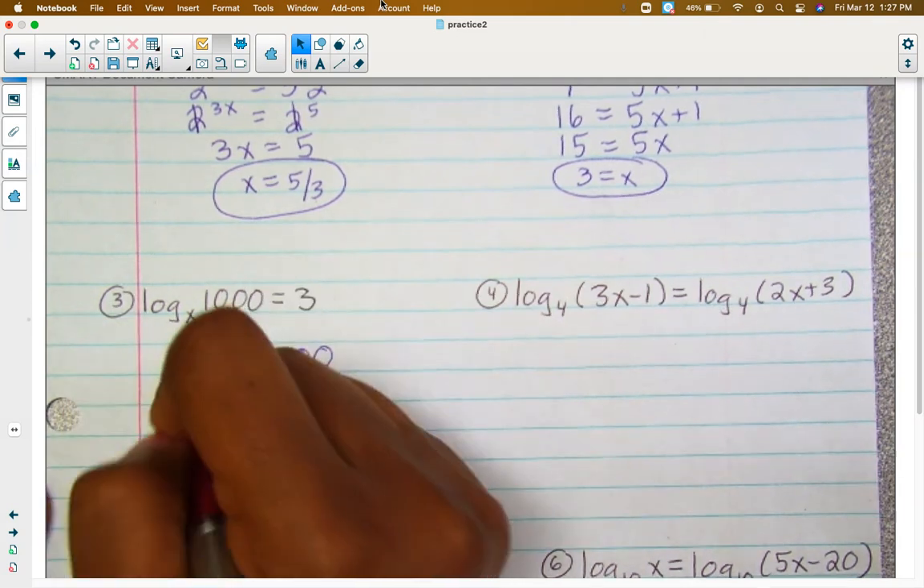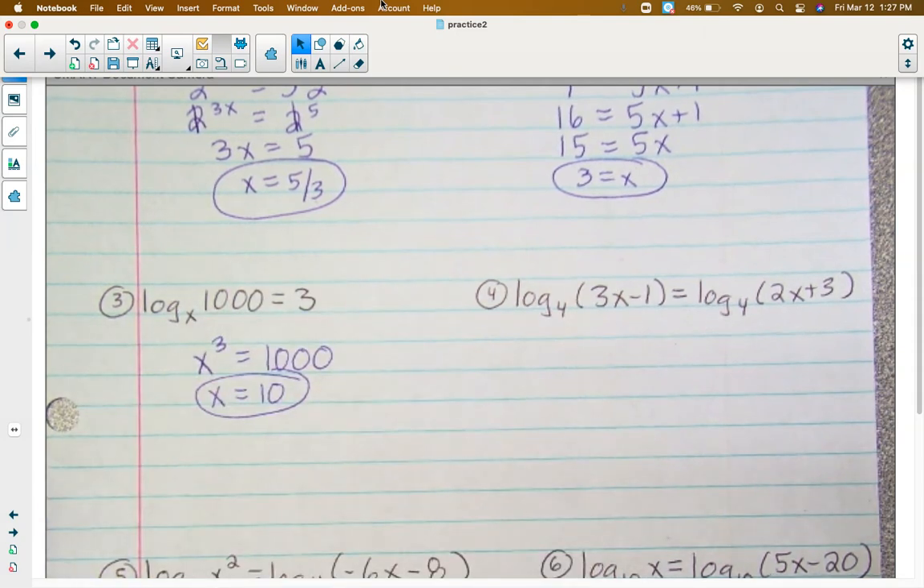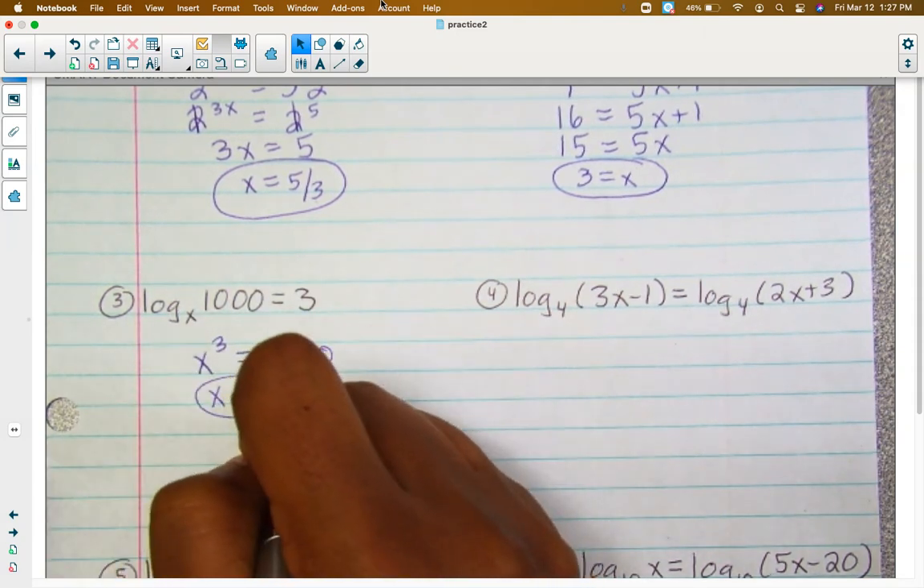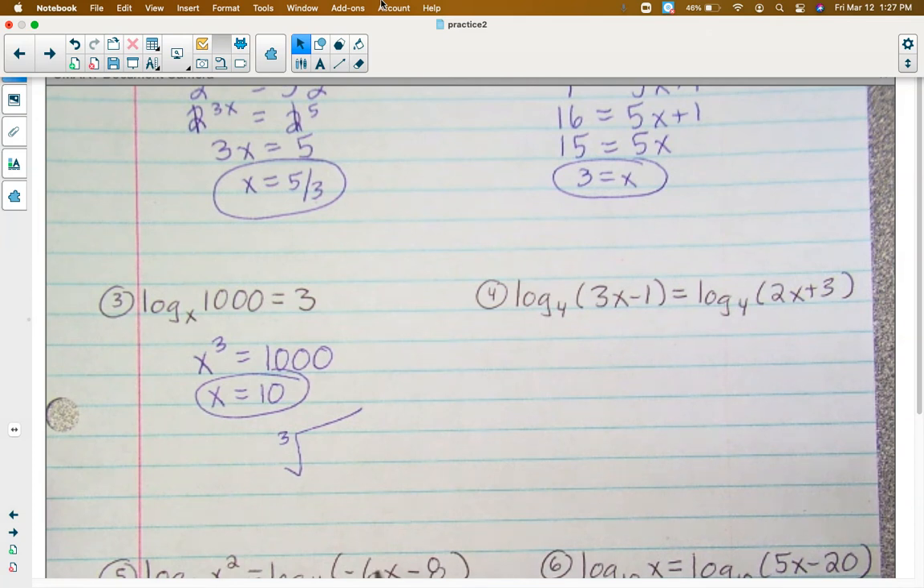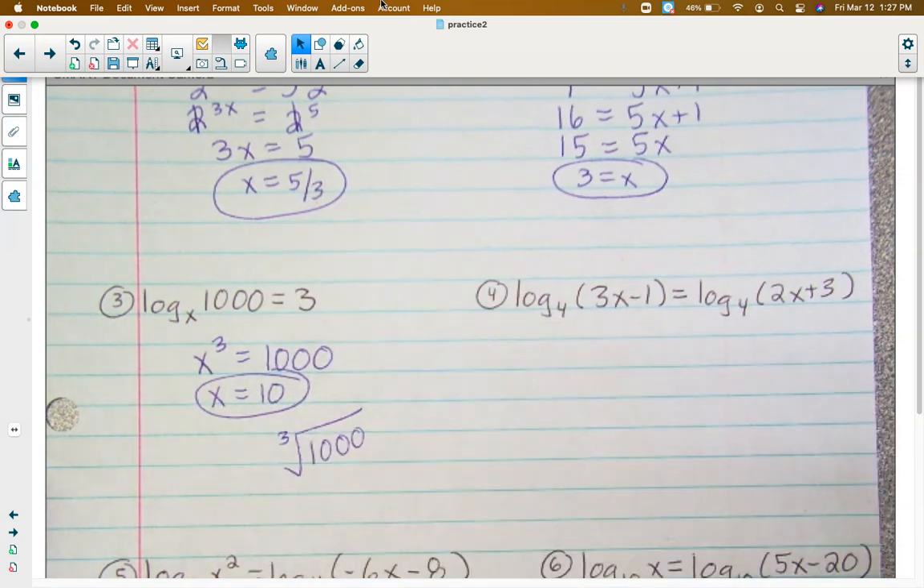That number is 10. There's also a button on your calculator and in Desmos, the cube root button. It looks kind of like this. It's not a square root. It'll have a little 3 on the outside, or you can insert the 3 on the outside. You can put 1,000 in the center of it, and then the cube root of 1,000 will give you 10.